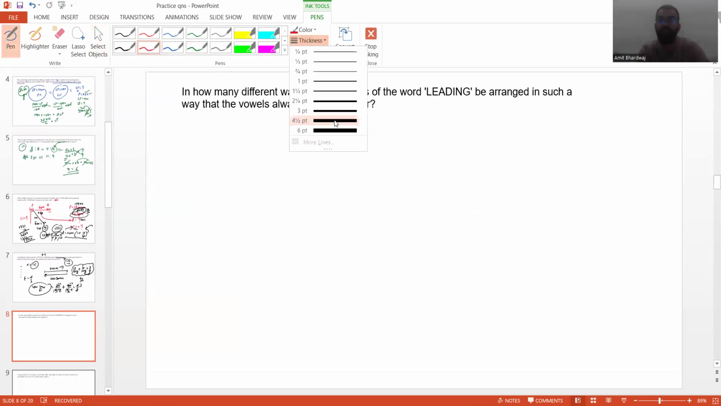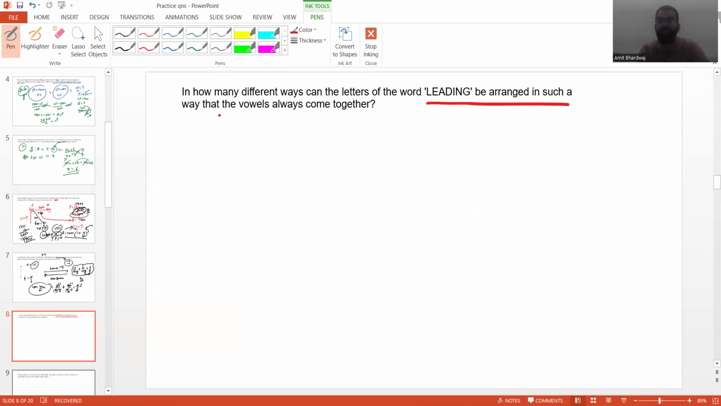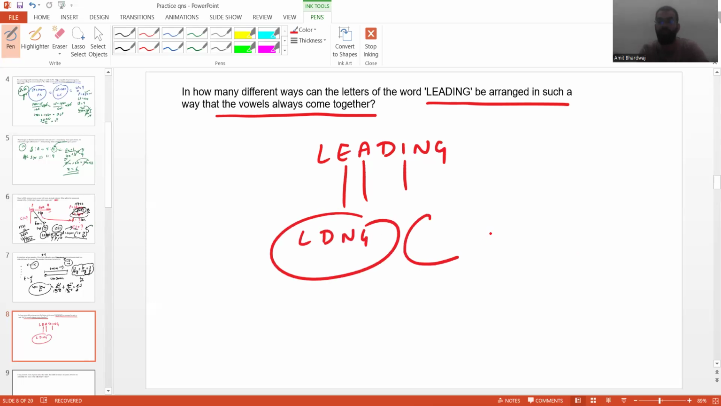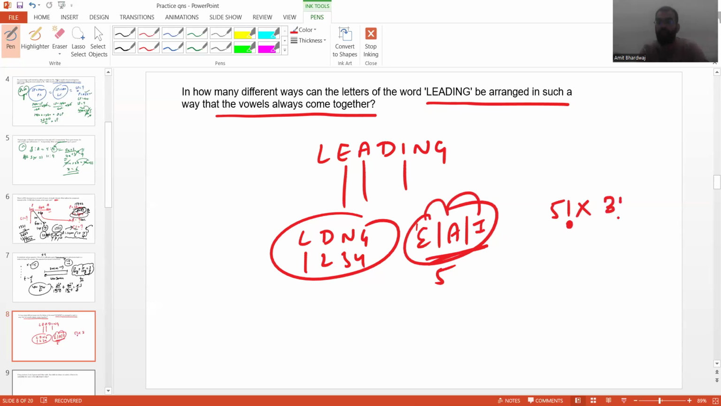Now this question is from the PNC. The question is, in how many different ways can the letters of the word leading be arranged in such a way that the vowels always come together? So in leading, there are 3 vowels, E-A-I, and 4 consonants, right? If the vowels are together, in total you have to arrange 5 blocks, all different, into the arrangement of these vowels together. So the result is 120 into 6, which is 720, right? That is your answer.